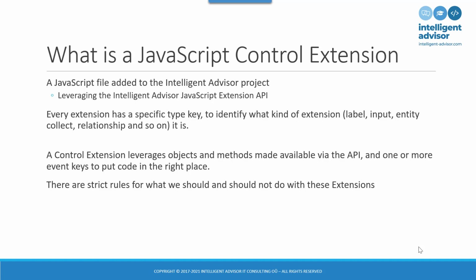Before we begin, just a quick summary of what we're talking about here. We're talking about a control extension which you will build into Oracle Policy Modeling and which will be deployed as part of your Intelligent Advisor project in the form of a JavaScript file. The JavaScript file will be written to leverage the Intelligent Advisor JavaScript extension API as documented online in the Oracle Intelligent Advisor Online Help. Every extension has essentially a type.